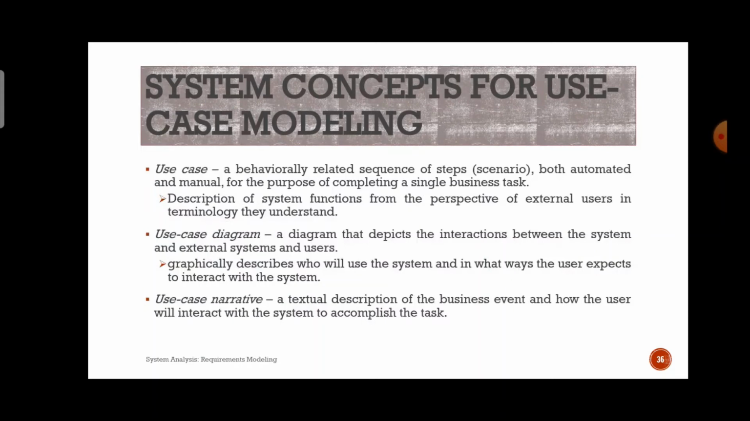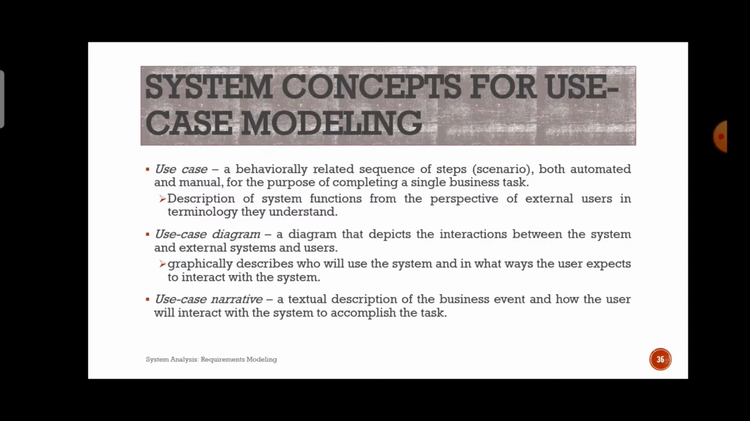The use case narrative is a textual description of the business event and how the user will interact with the system to accomplish the task. A use case diagram and use case narratives are two views of the same sequence of steps that make up a conceptual use case. The use case diagram communicates at a high level the scope of the business events that make up the use case.